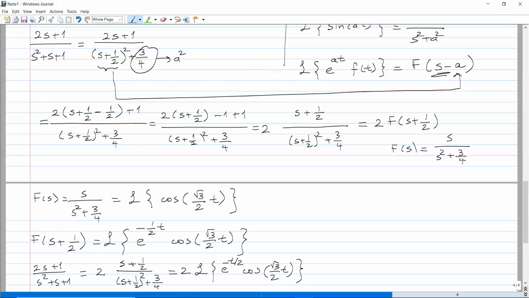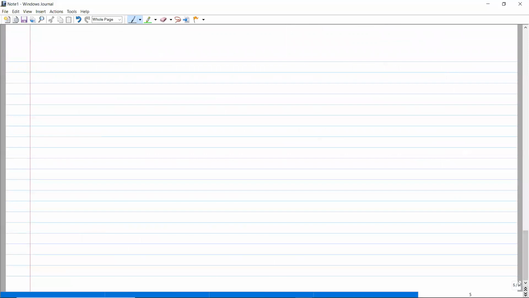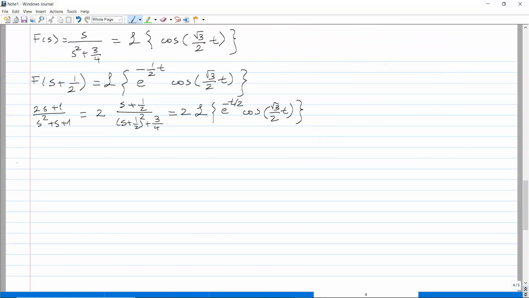So this means the Laplace inverse of this is 2 e to the minus t/2 cosine square root of 3 over 2 t. Since the Laplace transform is linear, we can put the constants in or out of the Laplace transform or its inverse.